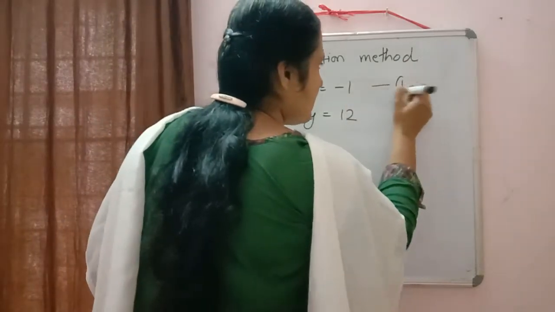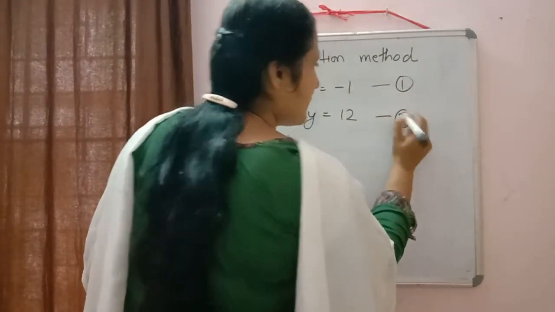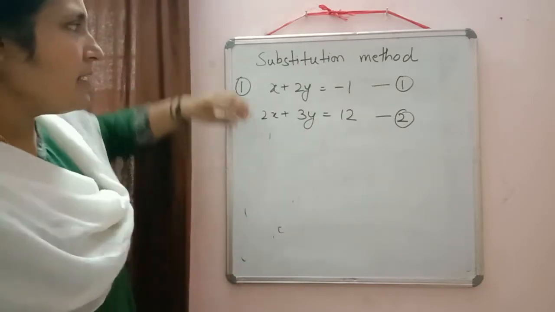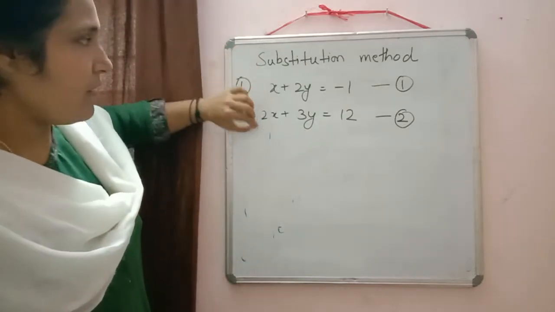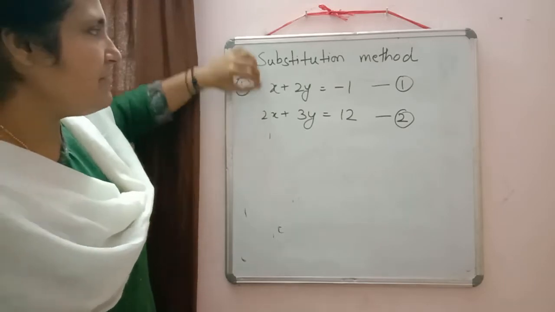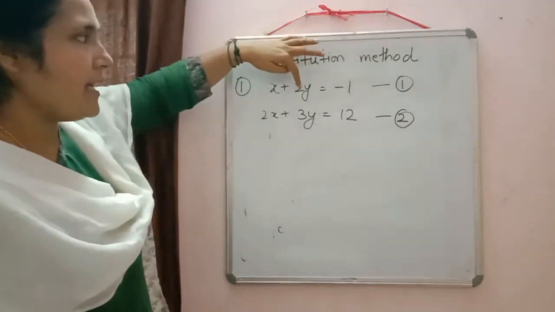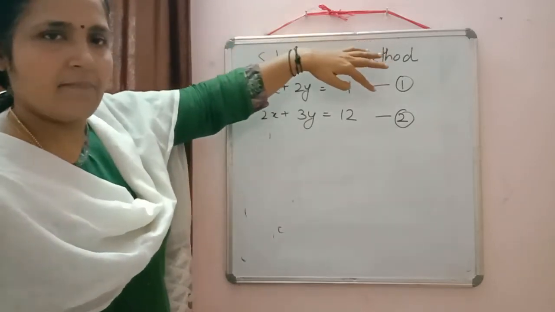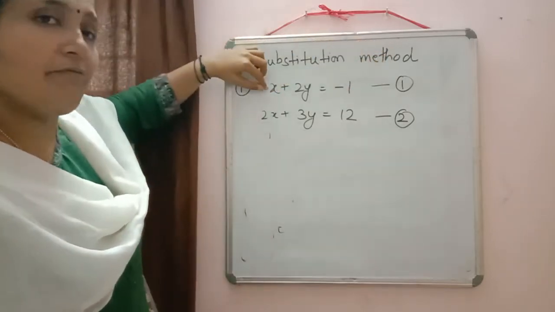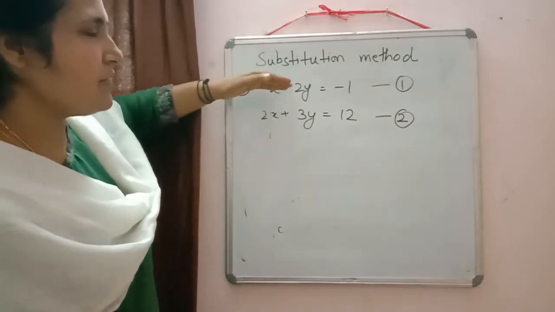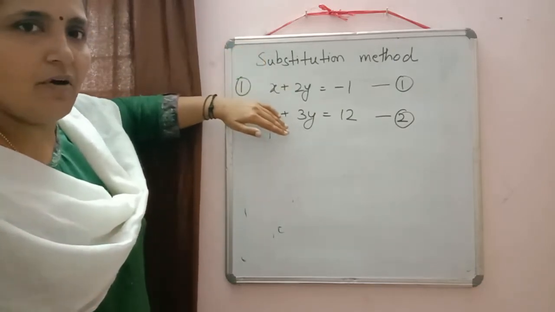So two equations are there. We'll make them equation 1 and 2. Now what is the method? Either from equation 1 or from equation 2, we will rewrite x in terms of y or y in terms of x. It is not necessary that we have to do it from equation 1 only. It depends on you, from which equation you substitute.